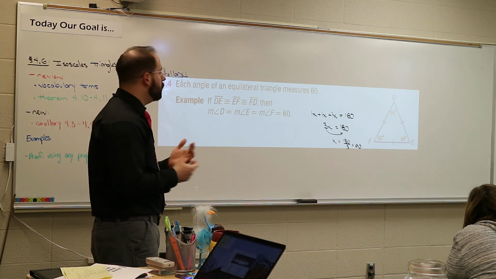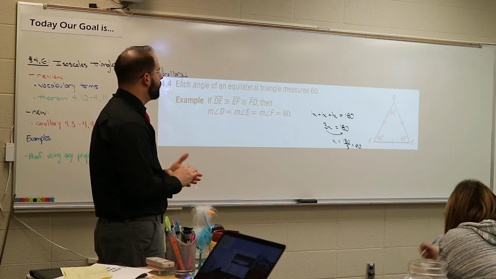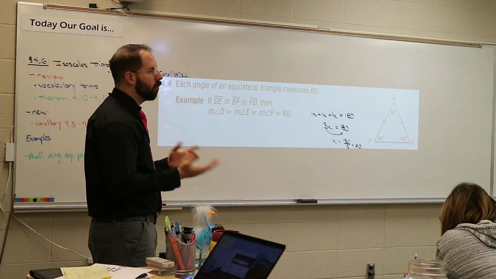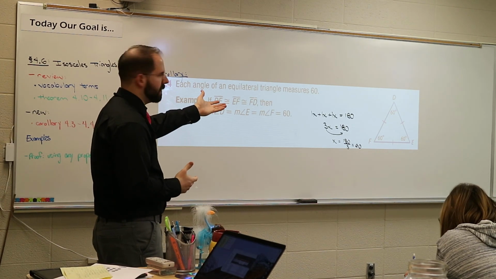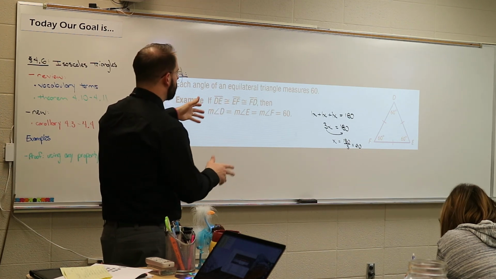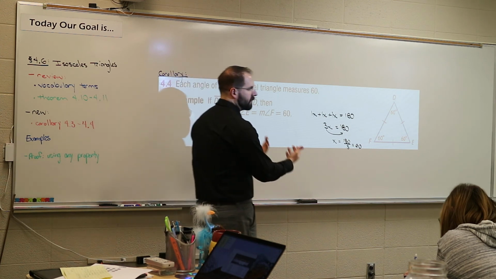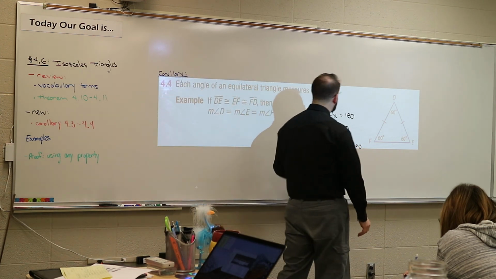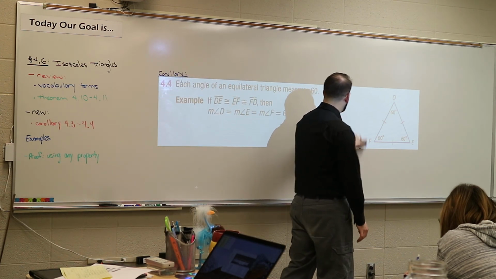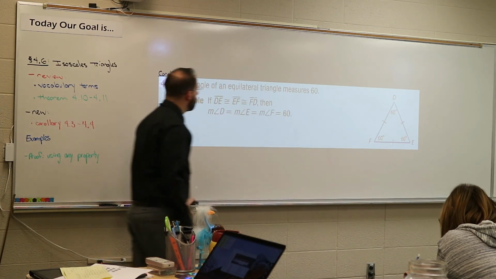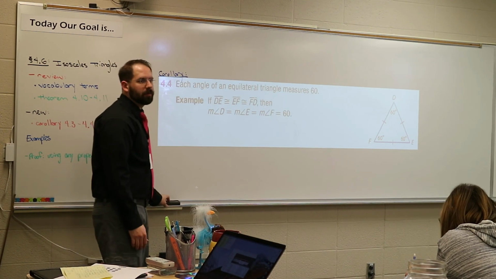Pretty easy steps, right? But this is the reason why you can't call a right triangle equilateral, because of this corollary. This corollary doesn't allow a right triangle to be equilateral, because equilateral means all the angles have to be 60s, not 90s. Okay, questions with any of the properties?